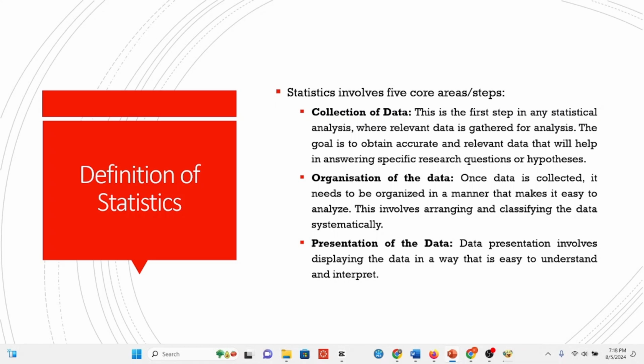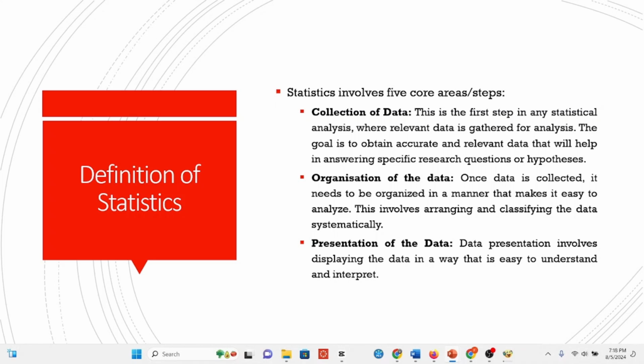Data organization also includes cleaning the data by identifying and correcting errors, handling missing values, and ensuring consistency across the dataset. Effective data organization facilitates easier access and retrieval of information, aiding in the accurate analysis and interpretation of data. By creating a coherent structure, researchers can more efficiently identify patterns, trends, and relationships within the data, setting the groundwork for meaningful analysis. Presentation of the data.